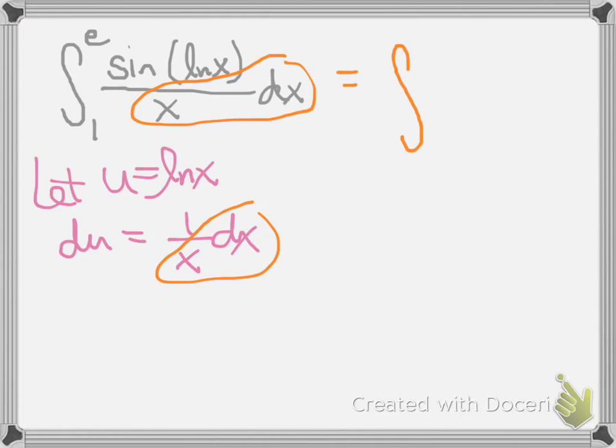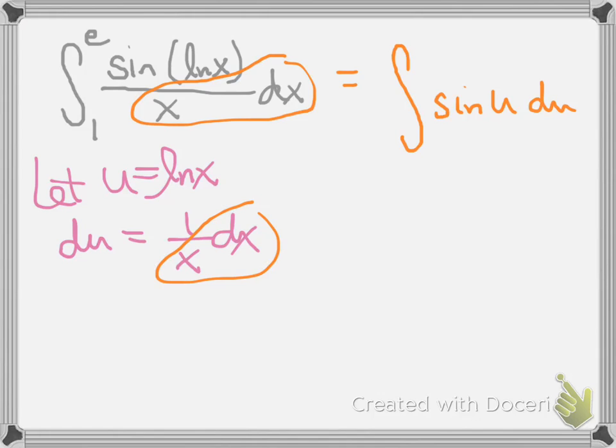So we have the integral. I'm not going to put the limits of integration on just yet. Okay, I'll do that in just a minute. So we end up having sine of u du. Again, natural log of x was u, so I plug in u for the natural log of x, and then du for the rest of the dx over x part.